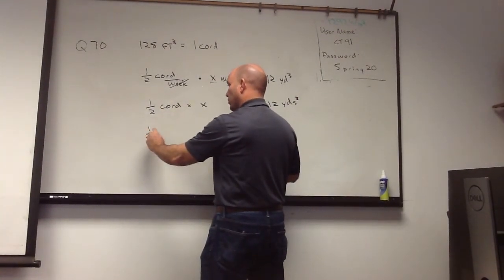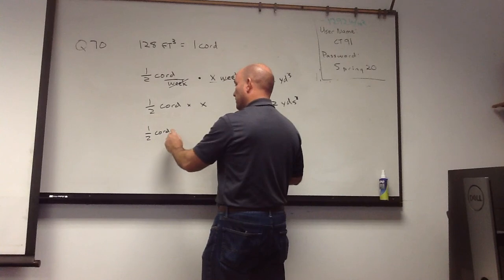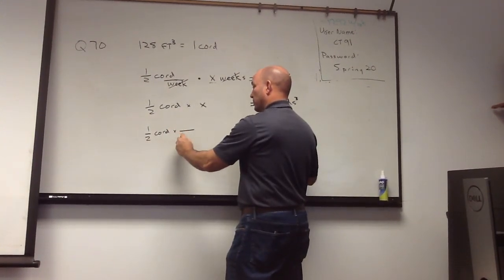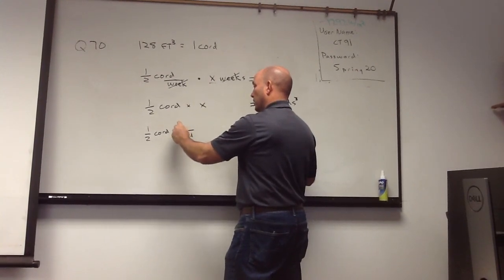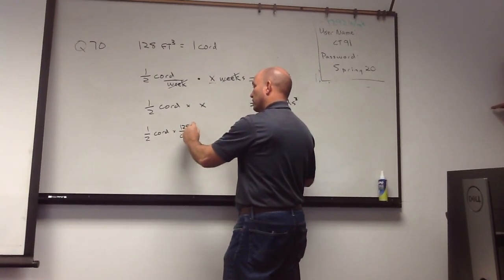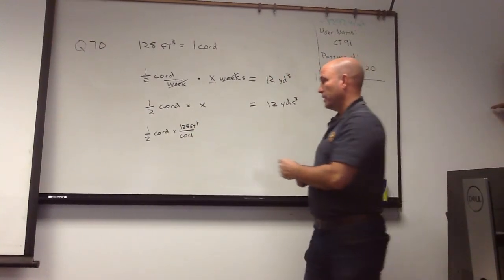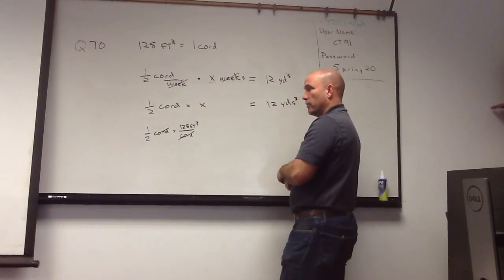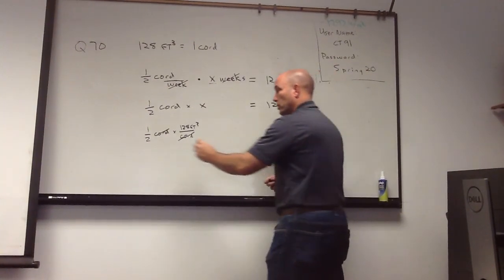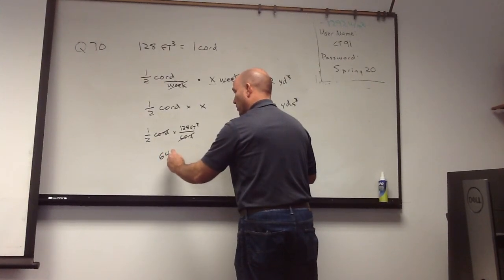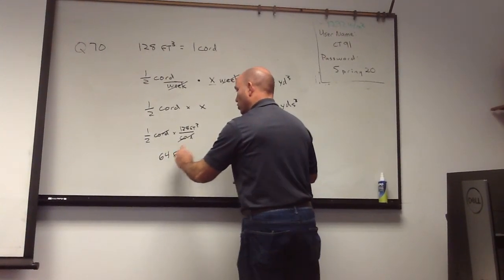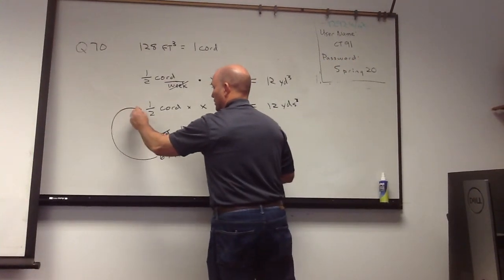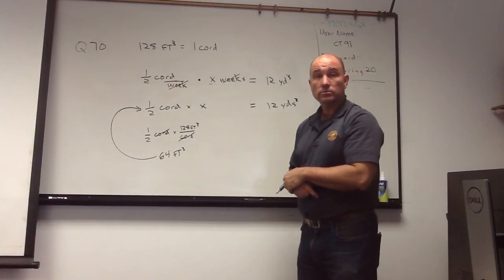and so what we can do is we can go 1/2 cord times what? Well, cord on the bottom, 128 feet cubed on the top. And what that's going to do, like that, and we're going to end up with 128 cubic feet divided by 2, and so that's going to give us 64 feet cubed. That's what 1/2 a cord is.